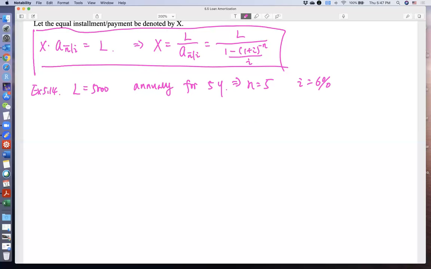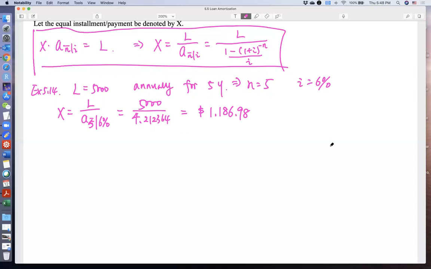So we easily get the result. L divided by a-angle-5 at 6%, with L being 5,000. You don't even need to know the formula because your financial calculator can get you the result. The annuity factor is about 4.212364. So you get the level payment, which is 1,186.98. That's how you solve this question.